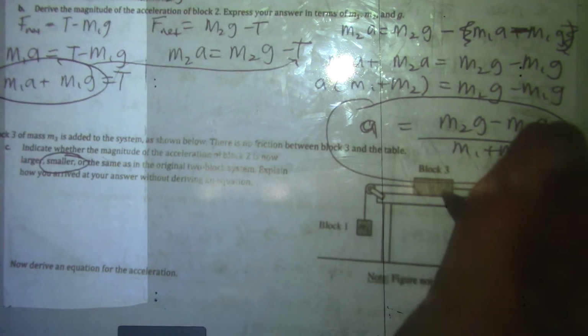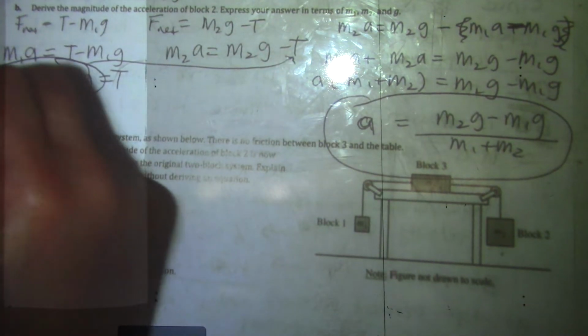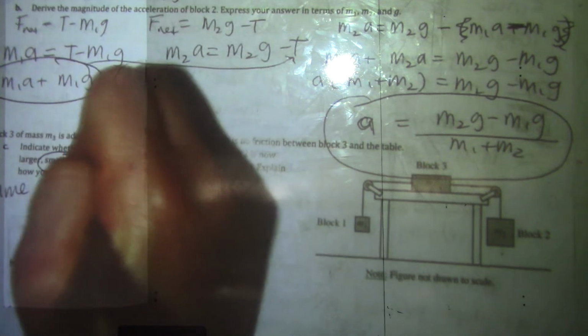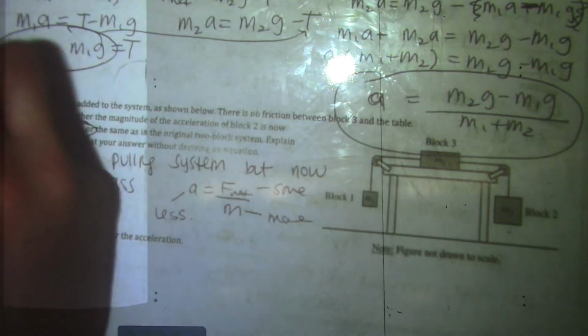You just have more mass to pull. So you have the same forces pulling the system, but now have more mass. So that's like A equals F net over M, right? If this stays the same, but this is more, then this would have to be less. So you have less acceleration.